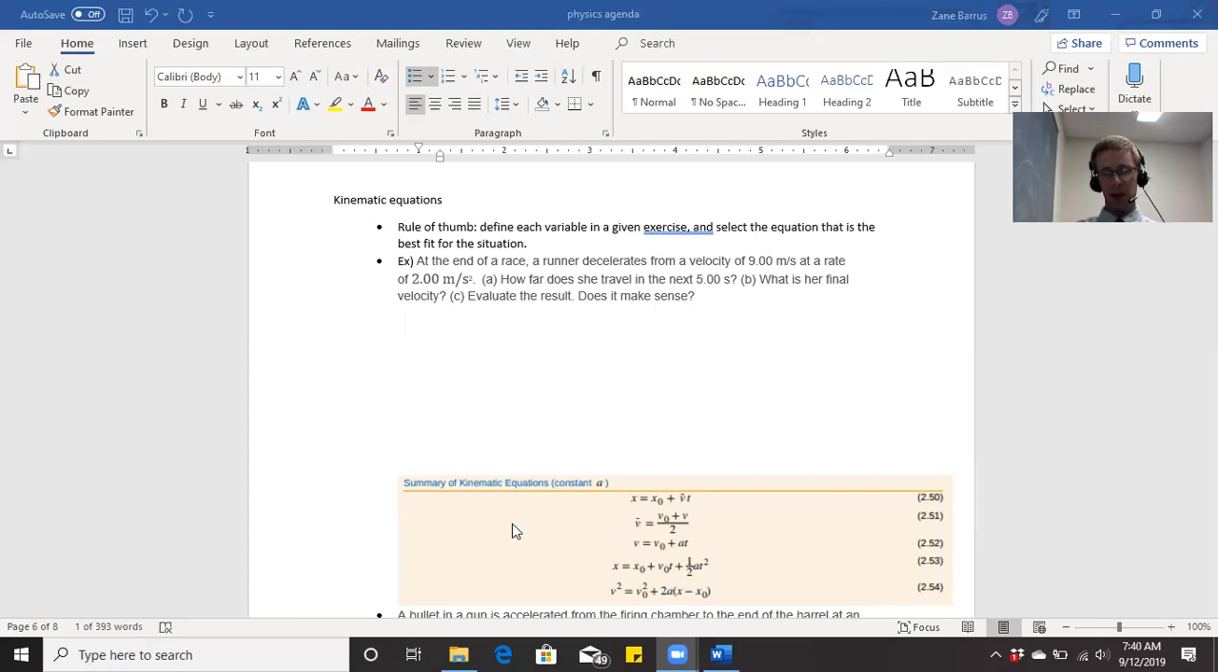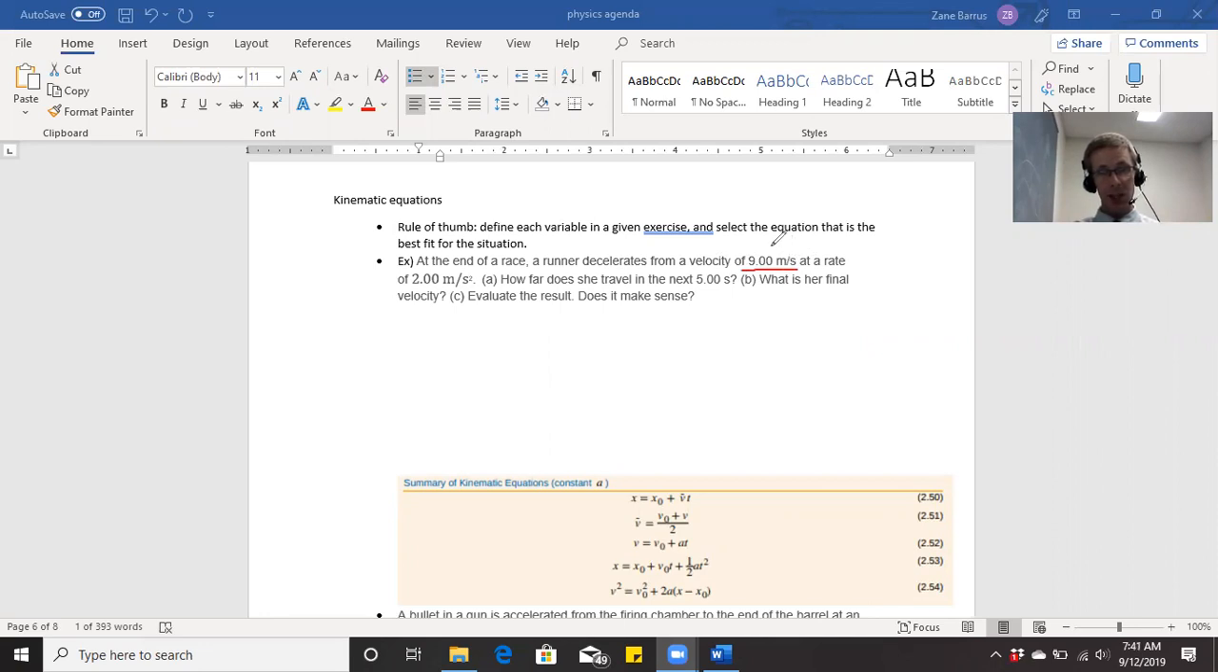We're going to do an example right now. I pasted one of your problems from the course into this document, and we're going to do it together. The problem reads: at the end of a race, a runner decelerates from a velocity of 9 meters per second at a rate of 2 meters per second squared. How far does she travel in the next 5 seconds? What is her final velocity? Evaluate the result. Does it make sense? First of all, they tell me that the runner decelerates from a velocity of 9 meters per second.